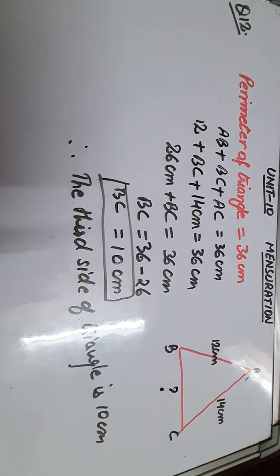Now let's do question number 13. Now dear students, question number 13. Find the cost of fencing a square park of side 250 meter at the rate of rupees 20 per meter.